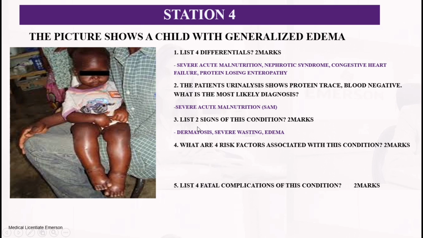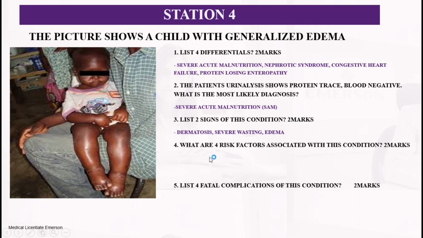And then signs of this condition, we have dermatosis, severe wasting, edema. For the most likely diagnosis, others even put in brackets kwashiorkor, because they look at the edema. But the reason why I removed it is that sometimes kwashiorkor can also occur with marasmus, so marasmic kwashiorkor. We are not sure which is which because we haven't been given a lot of data. But for severe acute malnutrition, you can get 4 marks here, and you can include signs for both. You can just indicate as long as you have 2.